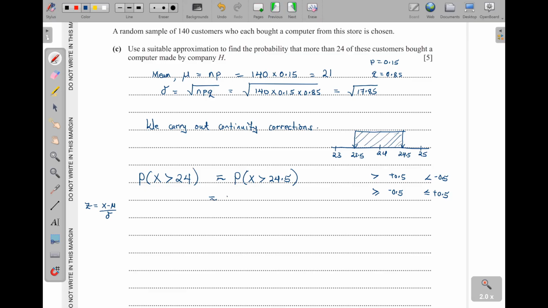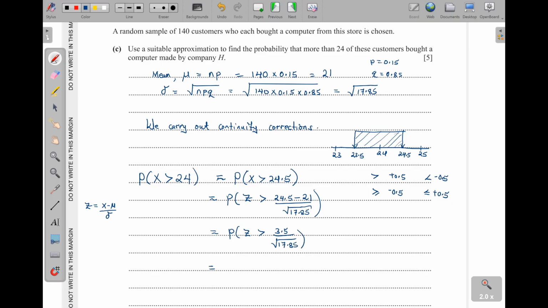So this one is going to be the probability of, where there is x, I put z, then greater than. Our x here is 24.5, then minus the mean, which we got as 21 up here, and then the standard deviation is this one here. So we divide by the square root of 15.85. So I can simplify the numerator here. It is going to be z greater than 24.5 minus 21, which is actually 3.5, then divide by the square root of 15.85.